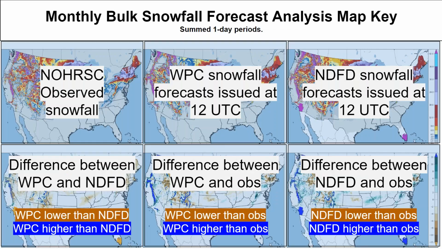So the following maps are basically a monthly bulk snowfall forecast analysis, and the map key here is that we start with the observed snowfall for the entire one month period, again using 24-hour snowfalls summed for the month from NOHRSC, and then look at WPC's 24-hour forecast issued at 12Z to 12Z, basically matching that observed snowfall summed over a 31 day period, and the same with the NDFD's forecast.